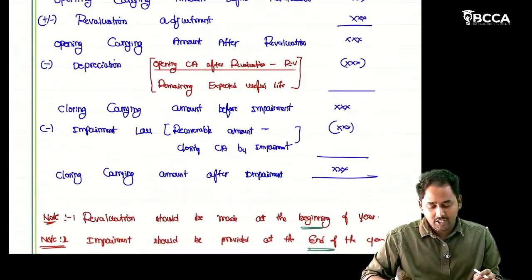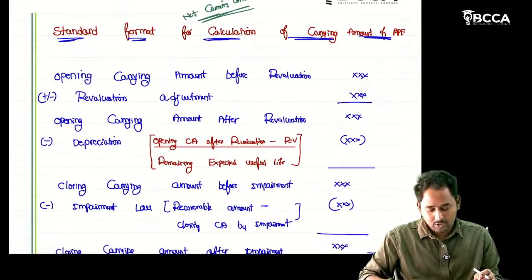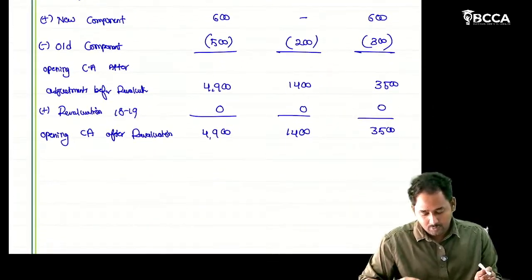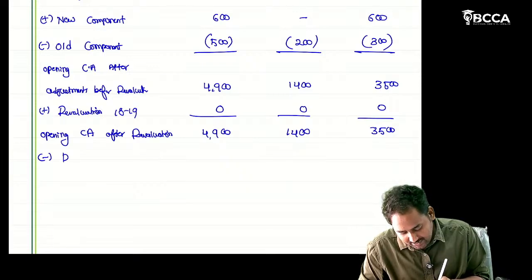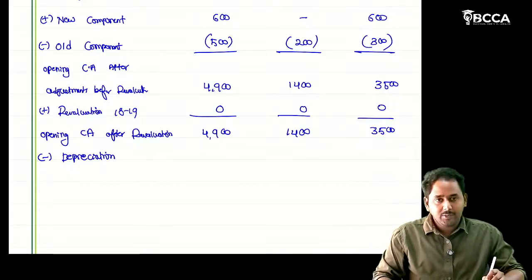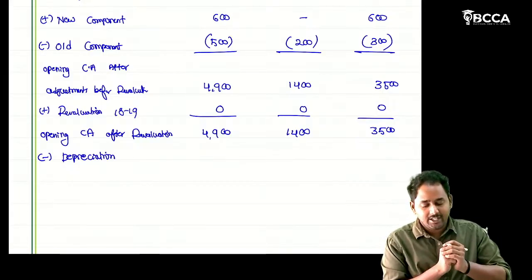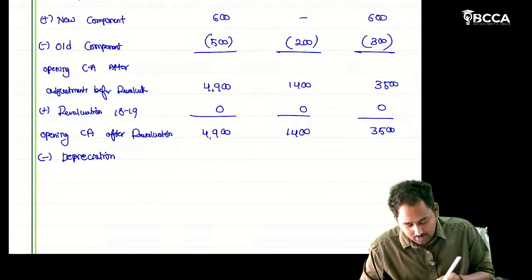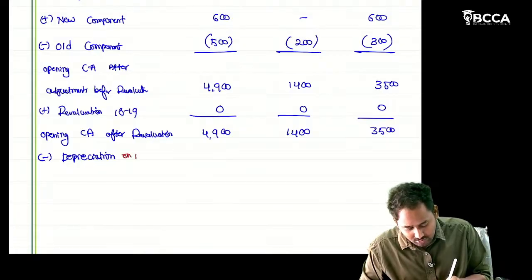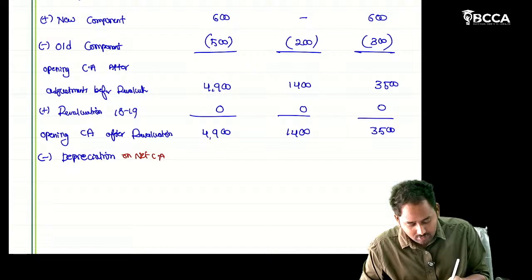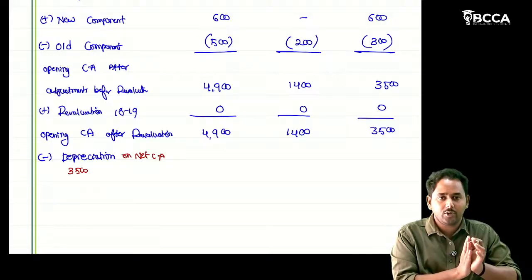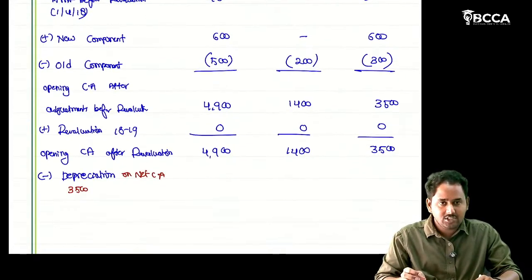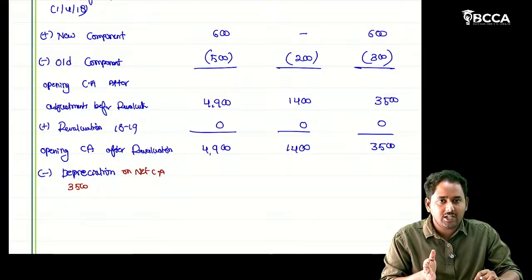As per our format, we should provide the depreciation, so minus depreciation. Depreciation should be calculated on which amount, gross carrying amount or net carrying amount? Always depreciation should be calculated on net carrying amount. So for that I need to take the opening net carrying amount.